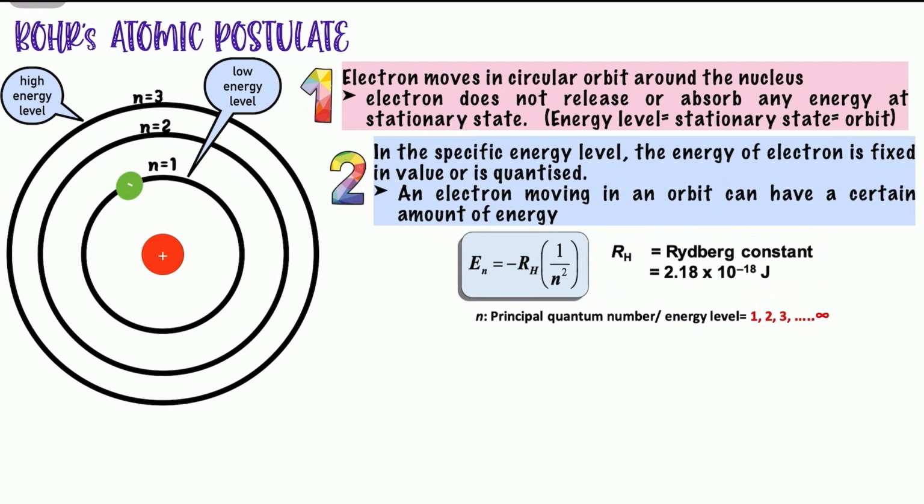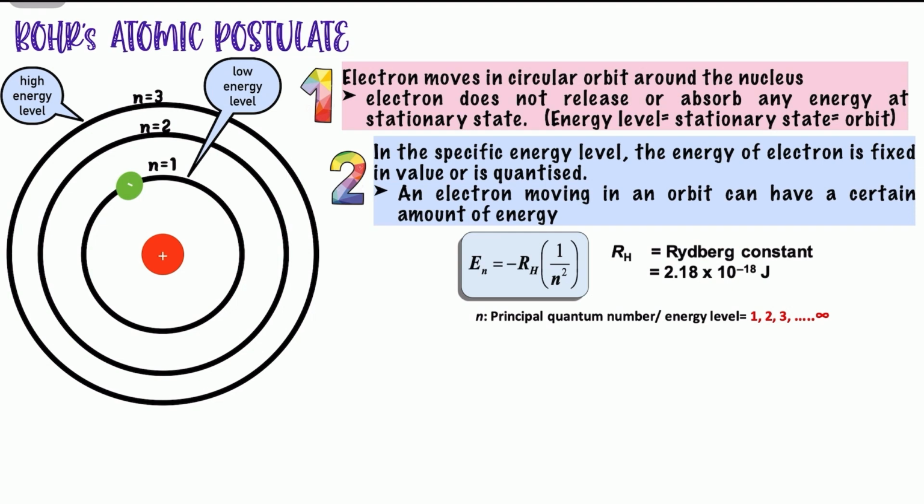Second, in the specific energy level, we refer to the n equal to 1 or n equal to 2 or n equal to 3 and so on, the energy of electron is fixed in value or is quantized. What is meant by the quantized? Quantized means fixed or a definite amount of the energy or specific amount of the energy when electron at its stationary state or at its energy level. When an electron moving in an orbit, it can have a certain amount of energy.